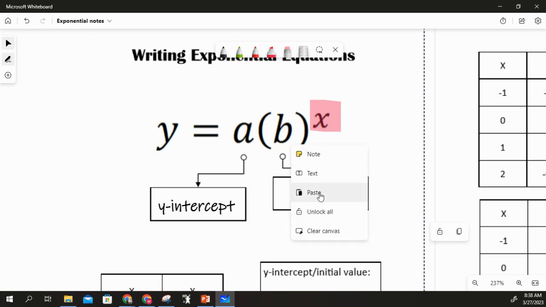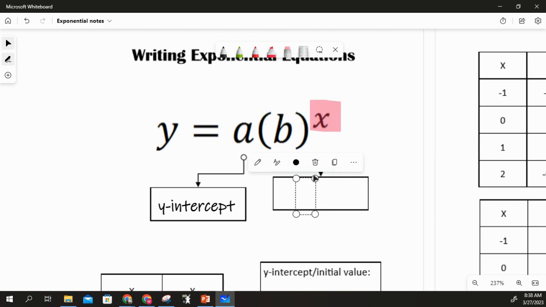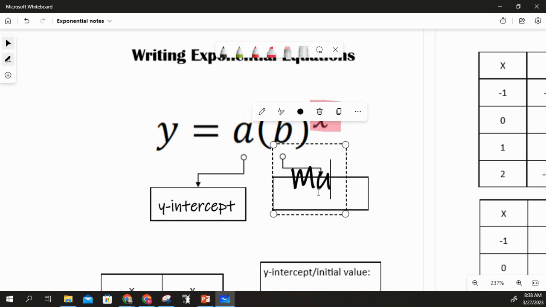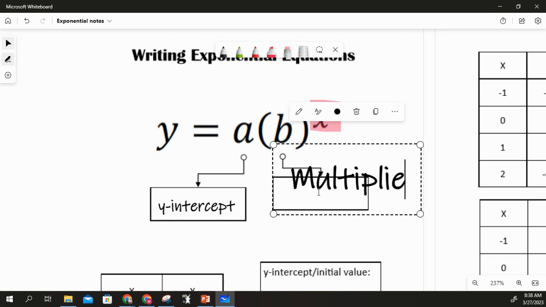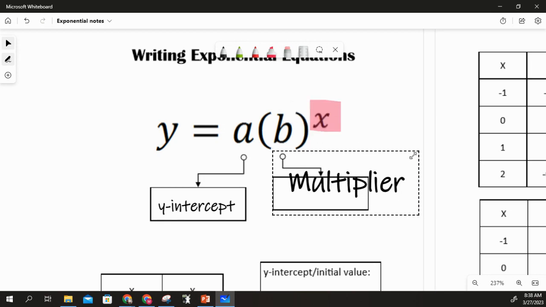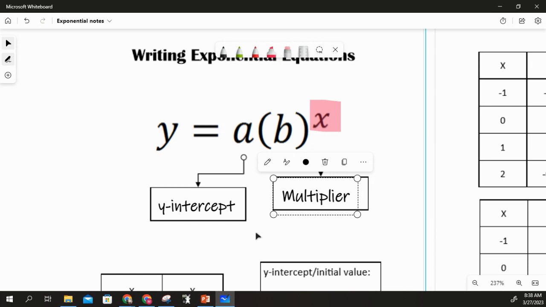Now over here, B is something that helps us find different points inside of our equation. B is, sorry, let me type. I gotta make a new one. Boom, there you go. B is what we call the multiplier. As we either make up a chart or if we're interpreting our equations from a chart, this number is going to be what each of our outputs or our y's are being multiplied by.